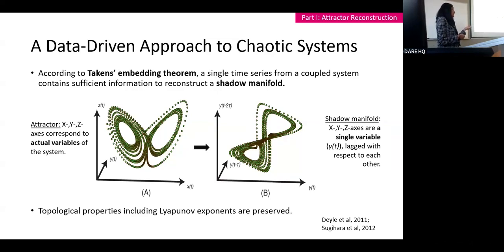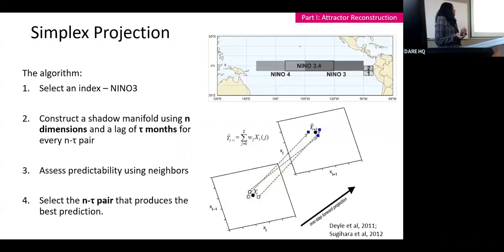So this is called a shadow manifold, and it preserves that property of having essentially 2 possible lobes of behavior and one region where your behavior might go either way. So we did this for the tropical Pacific system. We used the Niño-3 index, which is just an average of sea surface temperatures in that region shown there. And that's a very commonly used measure of El Niño and La Niña activity.